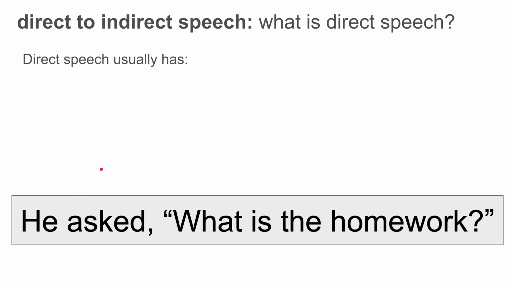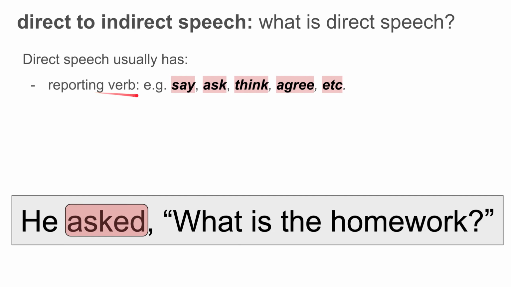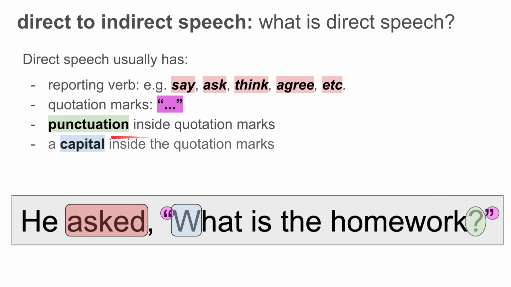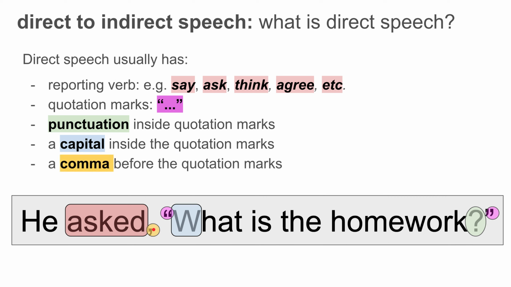Okay, let's look at the form of direct speech, WH questions. They usually have a reporting verb, such as say, ask, think. Here it's asked. They have quotation marks. You can see them here. They have punctuation inside the quotation marks. So here's the question mark. The question mark occurs inside the quotation marks. And a capital is usually inside the quotation marks, and the comma usually occurs before the quotation marks, or more exactly after the reporting verb.